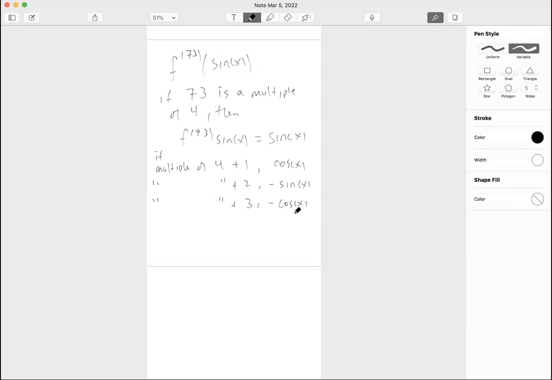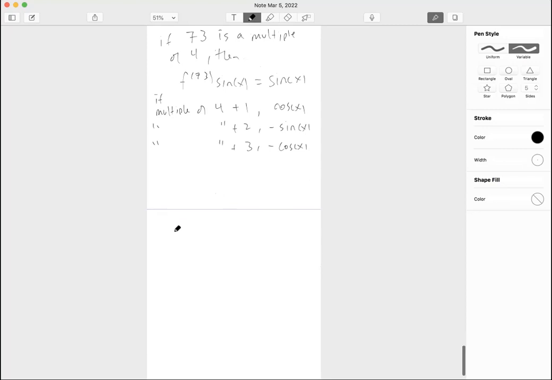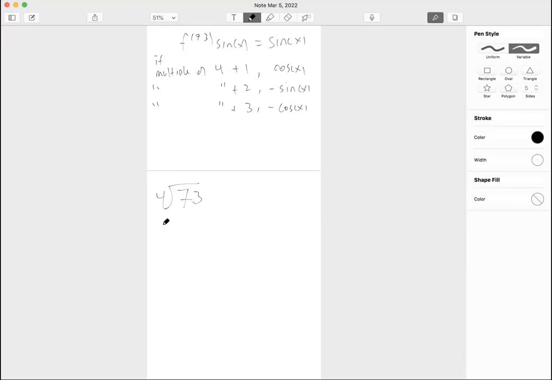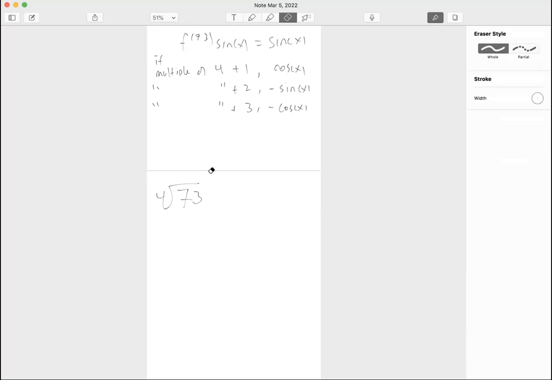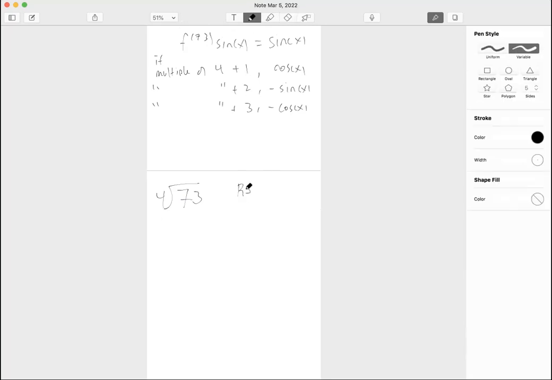So what we can actually do is just long division. Long division will solve this for us, right? So let's take 73 and divide it by 4. The remainder will tell us which is correct.